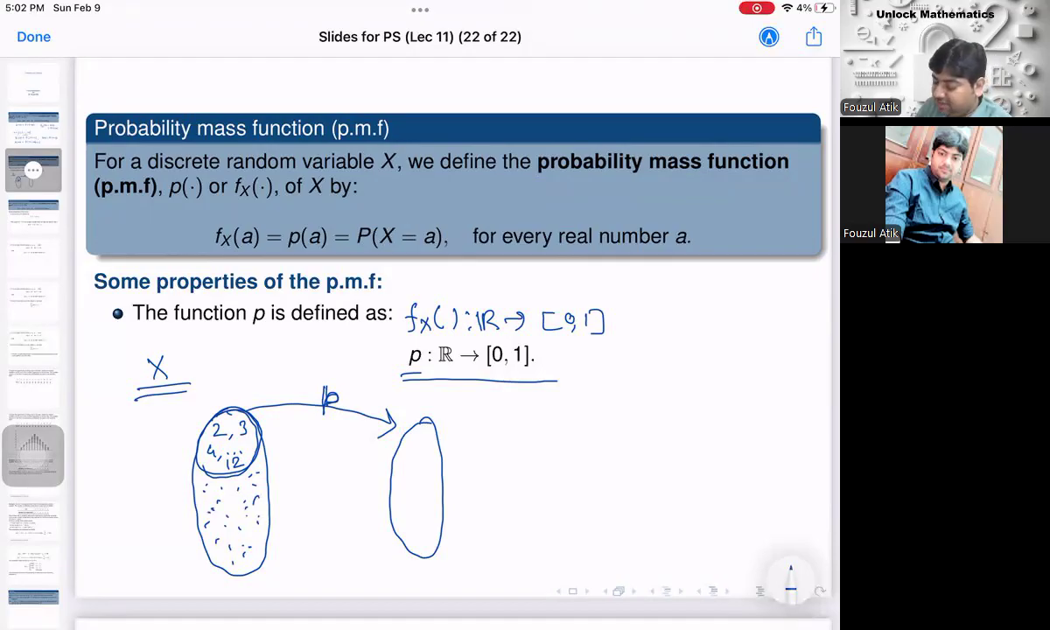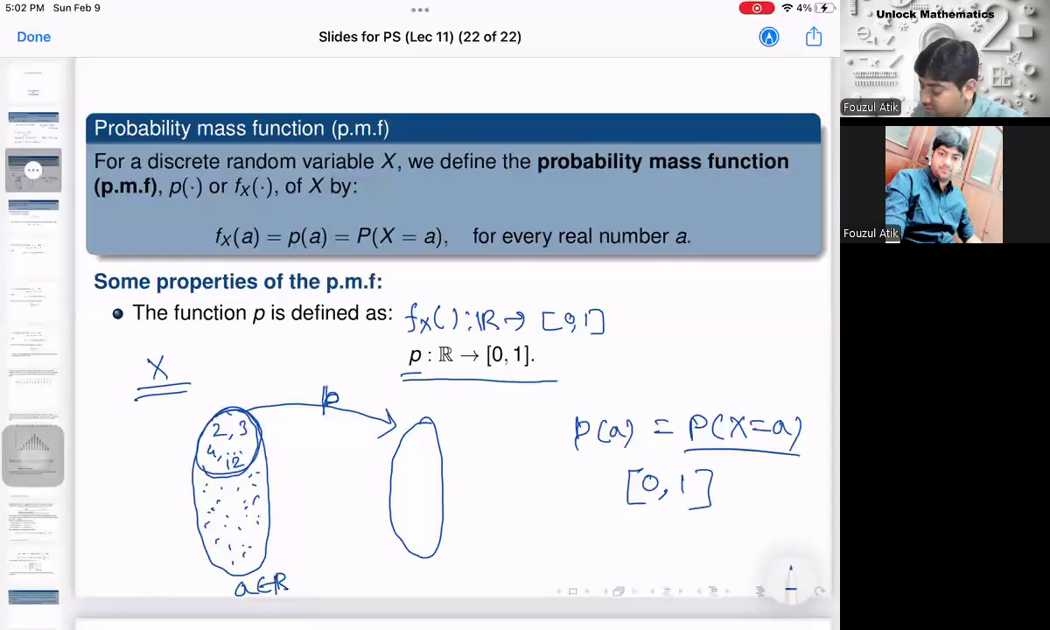And you have seen that p of any number belonging to this domain, p of A, is a probability, right? It is the probability of the event that the random variable value is X equal to A. So what are probability values? They will be within 0 and 1, and can take any value between 0 and 1 because it's a probability. So this range set is actually the set [0, 1].